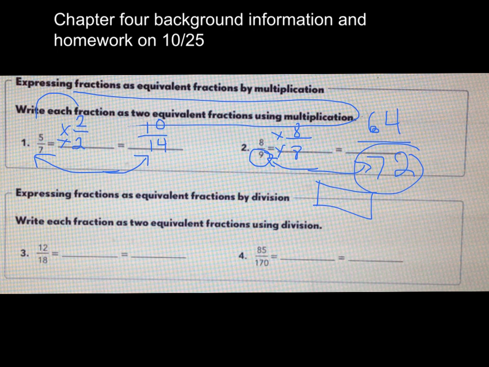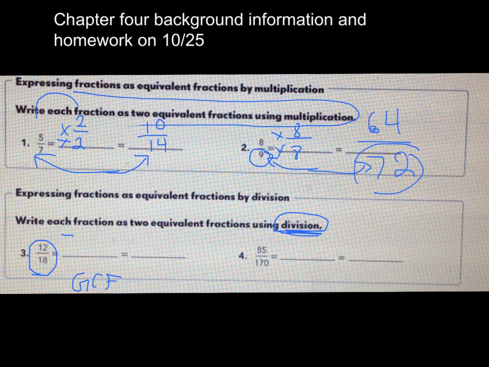All right, moving on. Now this is the same process down here, except it's asking us to write each fraction as 2 equivalent fractions using division. The only more challenging part in writing an equivalent fraction using division is we have to find a number that is a factor of both numbers. Now to get it to simplest form, we want to find its greatest common factor, but in this exercise we don't have to do that.